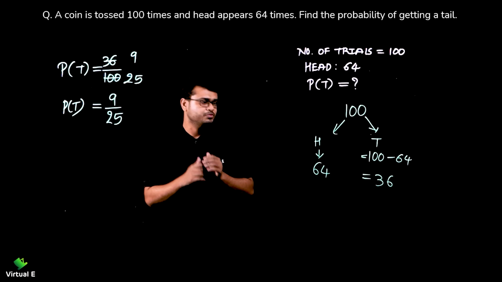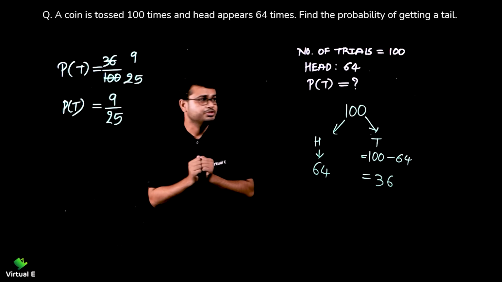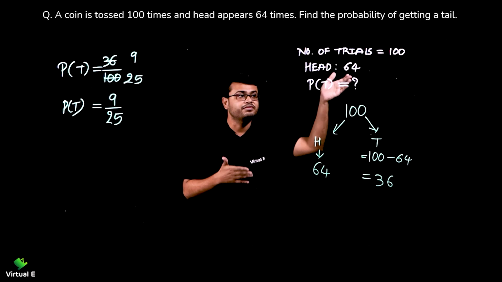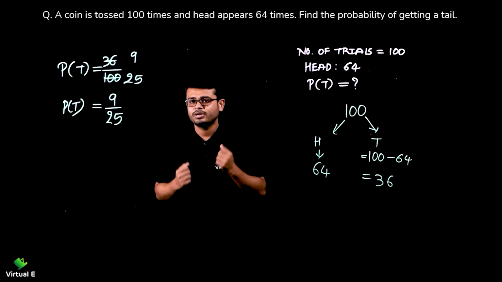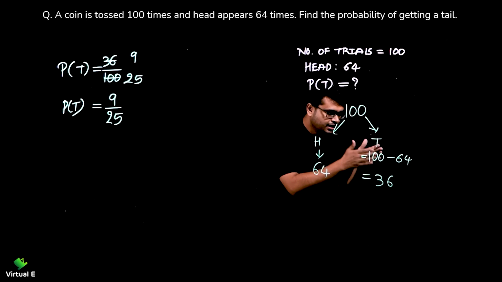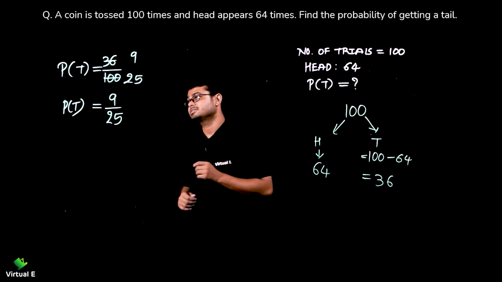That's why we discussed this question. Interesting and easy as well. So let's see what we did in this question. We have the number of trials 100, number of heads 64, so remaining will be what? Tail only. Very simple logic. So subtract both of them and we get the number of outcomes for the tail, that is 36.